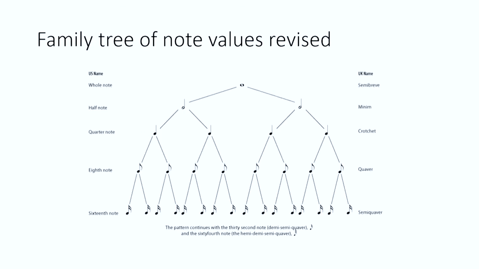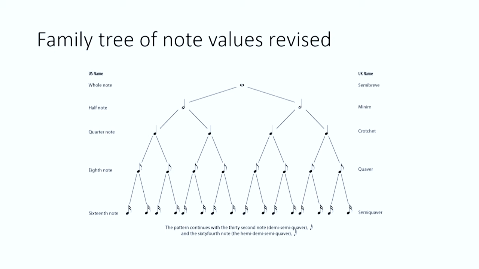Now let's come back to this family tree of notes that we've been looking at for quite a few weeks now. Look at the top, you'll see that there is a semibreve. It divides into 2 minims. Each minim divides into 2 crotchets. Each crotchet divides into 2 quavers, and each quaver divides into 2 semiquavers.